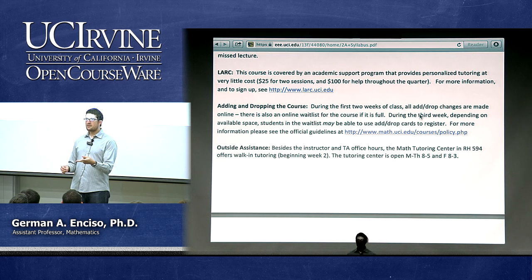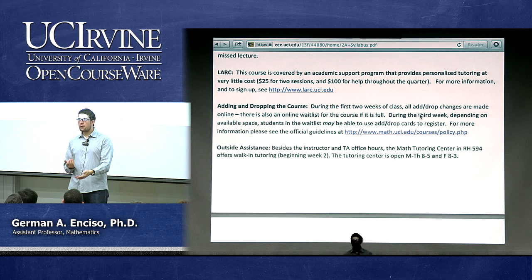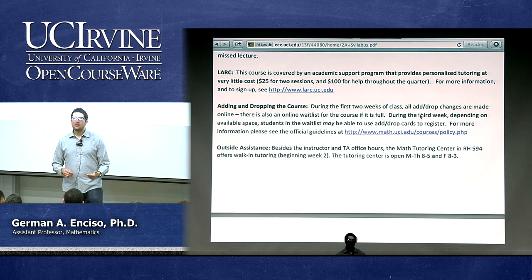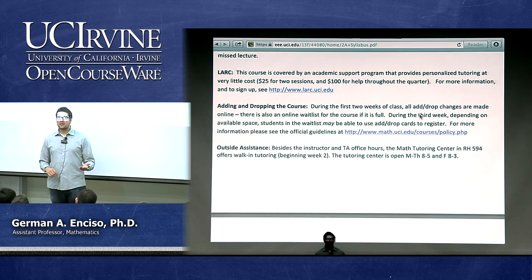I think it's $100 for the whole quarter, right? Because you pay by the quarter, you should think now if you're interested in it, because if you sign up early, you get more out of it. So it may be worth investing in it.